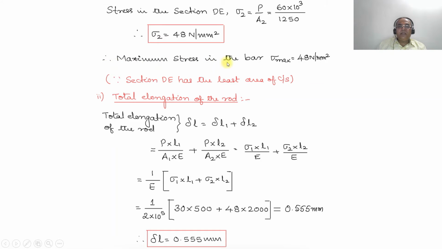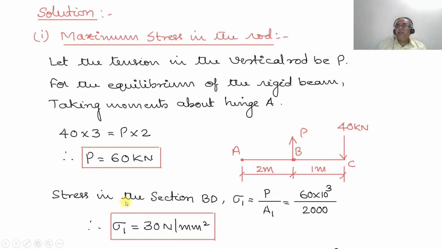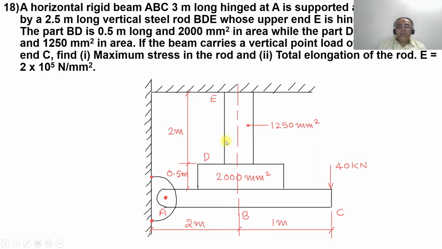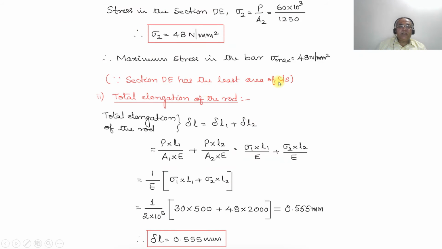Therefore, the maximum stress in the bar will be sigma maximum, on comparing these two. Here sigma 1 is 30 Newton per mm square and sigma 2 is 48 Newton per mm square. Therefore, sigma maximum will be equal to 48 Newton per mm square, where the section has the least cross-sectional area. If you consider these two cross-sectional areas, 2000 is the one here and this is 1250. Therefore, D is the section where you have the least cross-sectional area, and at that cross-section you are going to get the maximum stress. Next, the total elongation of the rod.